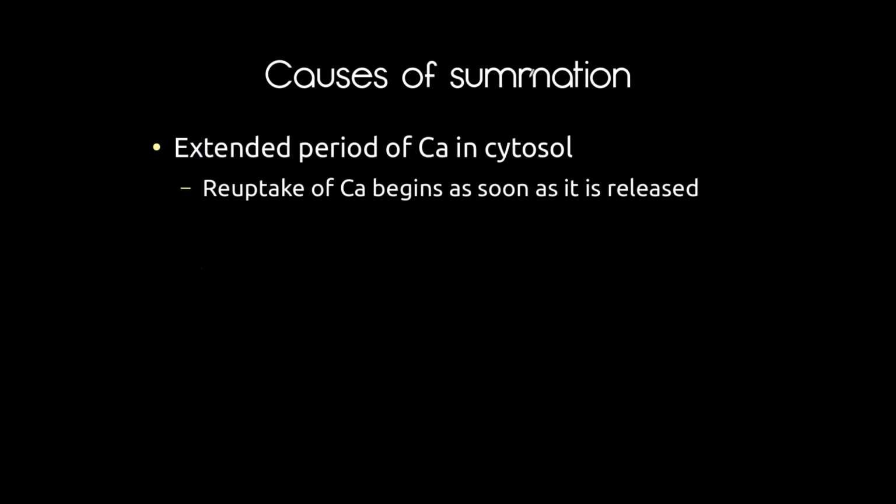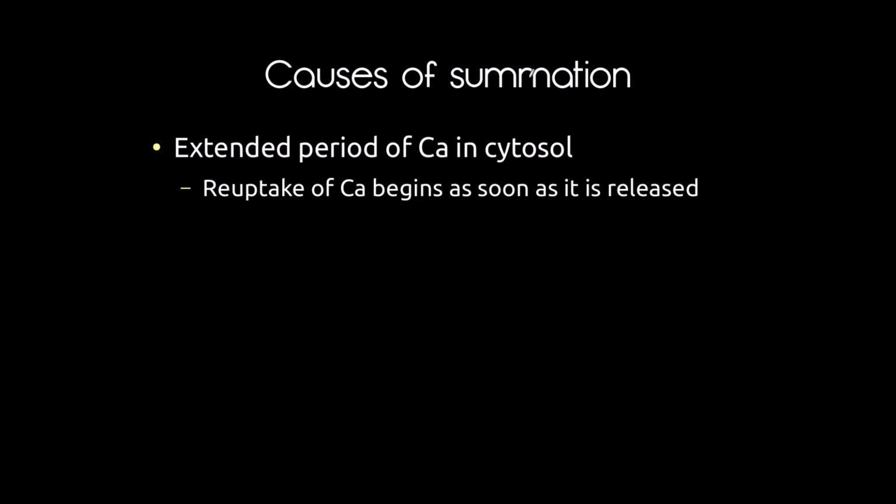And so let's talk a little bit, okay, what causes this summation? Why do we actually get an addition of strength in subsequent contractions? It turns out there's two major reasons. The first of these major reasons is that we have this extended period of calcium in the cytosol. Each action potential going down this transverse tubule is going to stimulate release of calcium from the sarcoplasmic reticulum. And as soon as this calcium is dumped into the cytosol, we're going to start having reuptake of calcium as soon as it's released. So as soon as it's dumped out there, the sarcoplasmic reticulum is hoovering this back up.